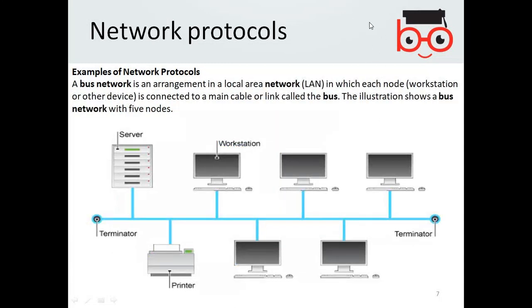Now, a bus network is an arrangement in a local area network in which each node, workstation or other device is connected to a main cable or link called the bus. The illustration shows a bus network with 5 nodes. So you can see that it looks like a bus network, and each device is connected.